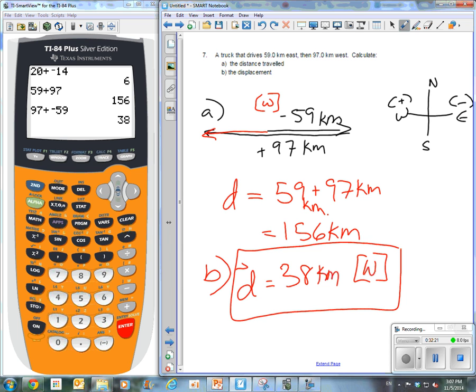Okay, so remember, distance is everywhere that you've been. Displacement just cares about where you started versus where you finished.